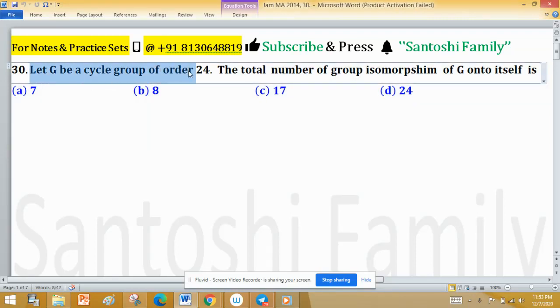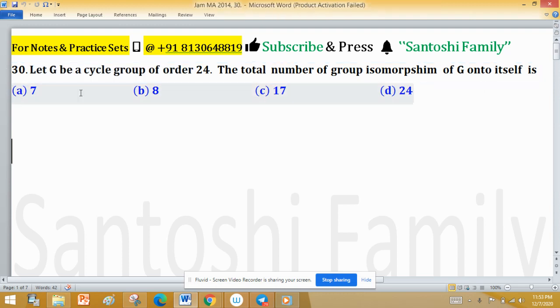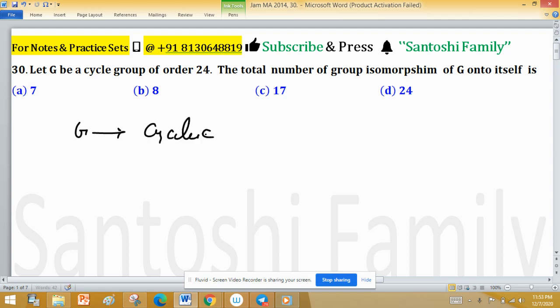Let G be a cyclic group of order 24. The total number of group isomorphisms of G onto itself is. Four options are given to us and we have to find the right option. As G is cyclic, and the order of G is 24.